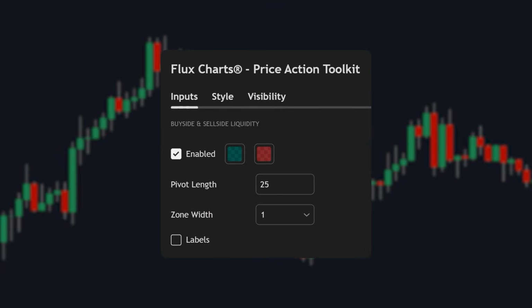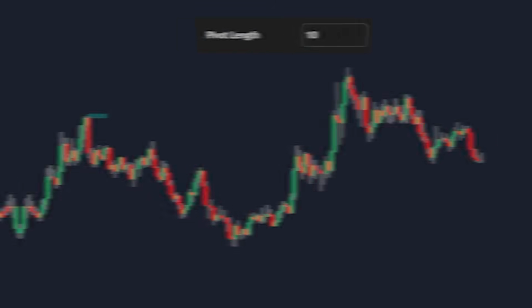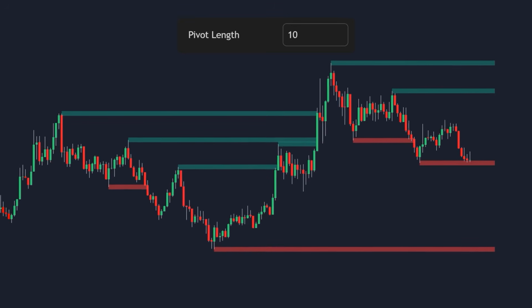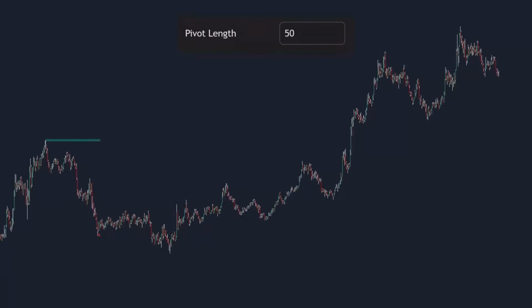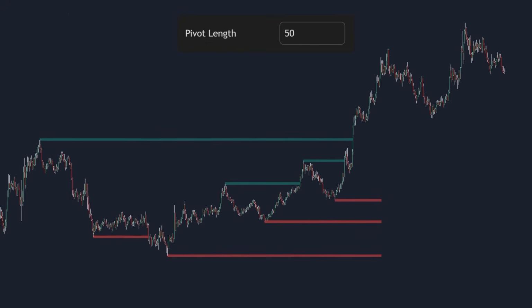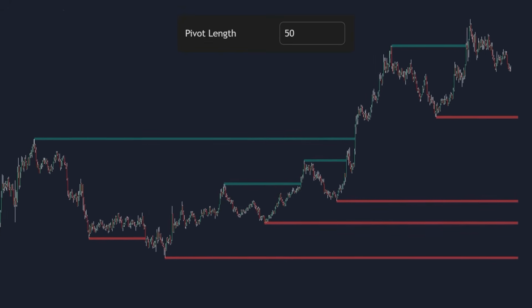In the toolkit settings, you can adjust how far back to look for these levels by adjusting the pivot length. Lower values detect more frequent levels that are closer to the current price, and higher values detect less frequent levels that are usually further away from the current price and are more significant.